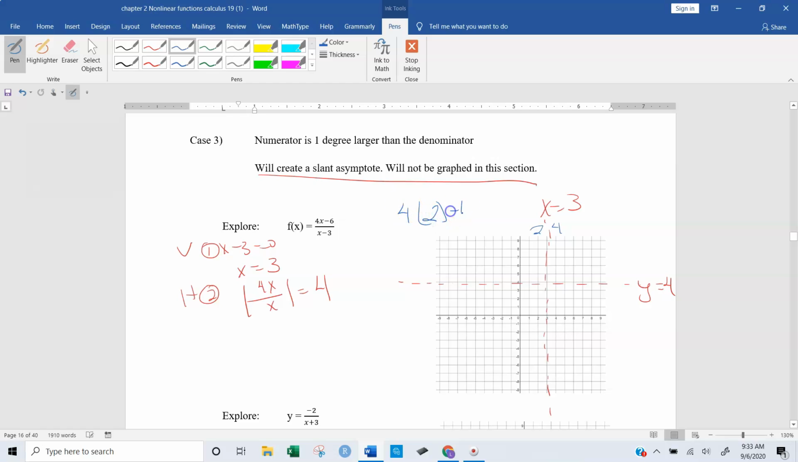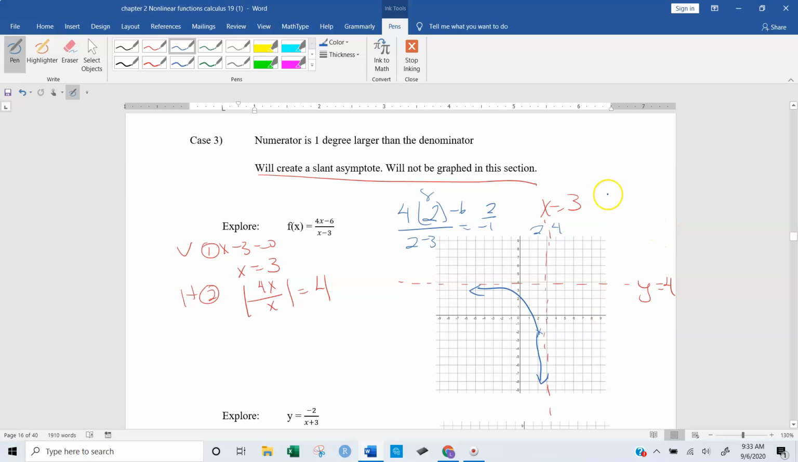4 times 2 minus 6 over 2 minus 3. So we have 8 minus 6, which is 2 over -1, or -2. So 2, -2 is here. Now make sure you're approaching the asymptote and not the x-axis. So we have that half done.